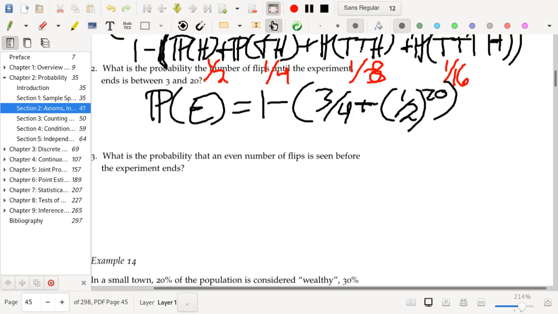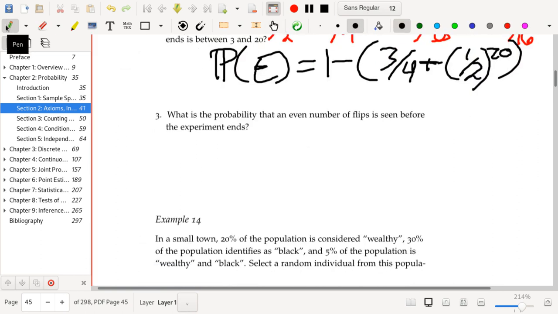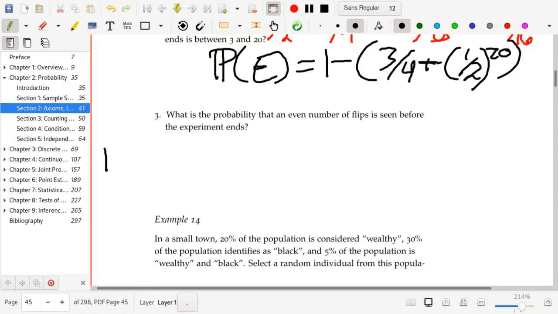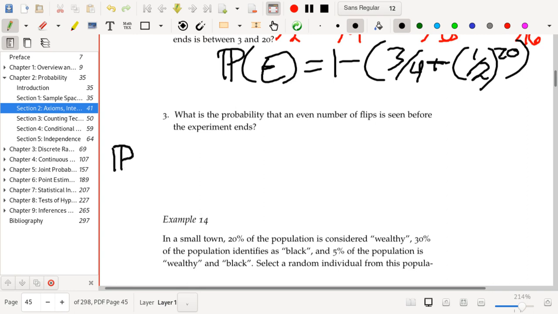All right. Next part. What is the probability that an even number of flips is seen before the experiment ends? An even number of flips. How could I possibly think about that? So I want the probability of an even number of flips.